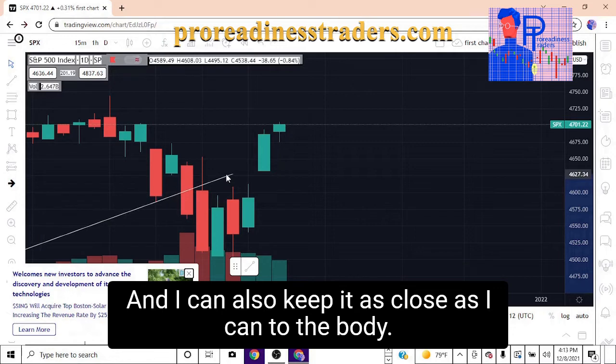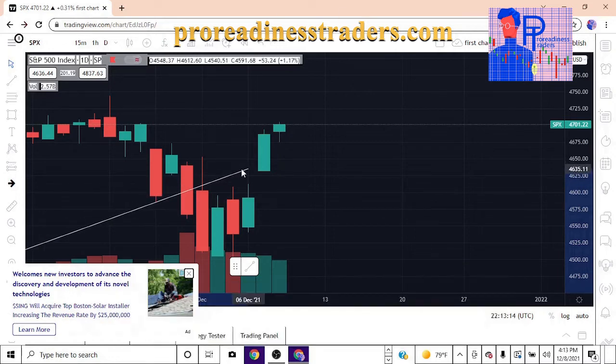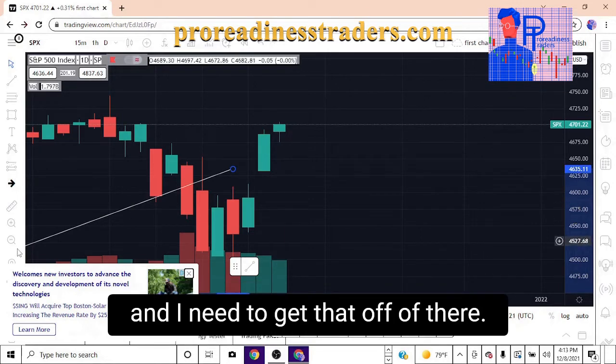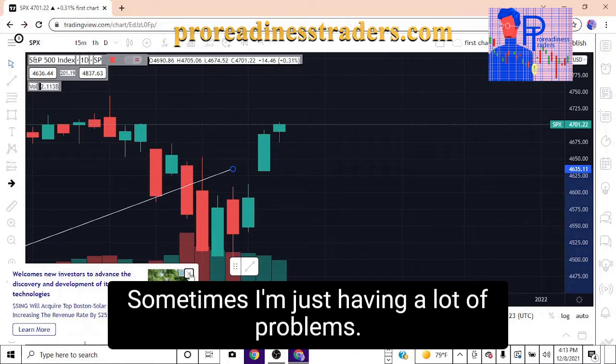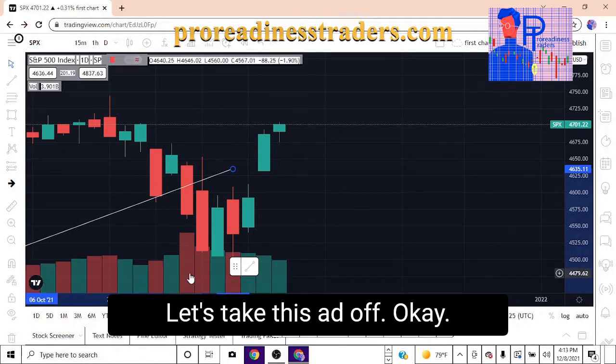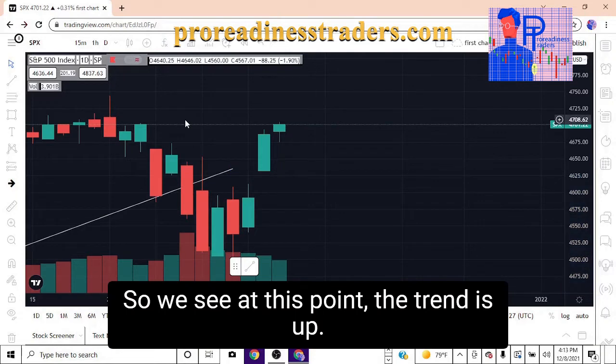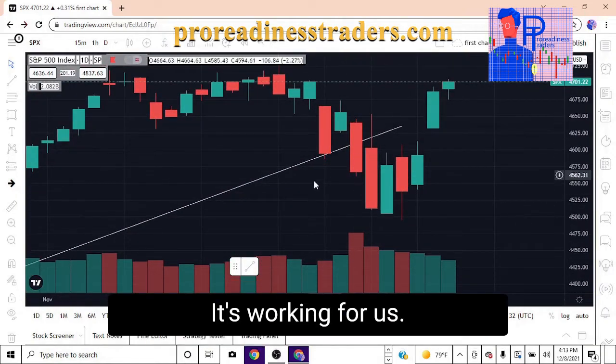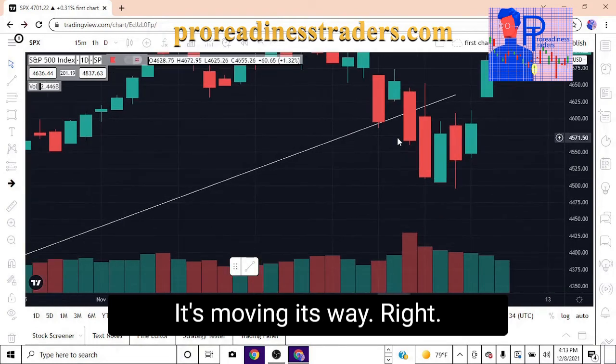And I can also keep it as close as I can to the body. And see, the reason why I'm having a problem is because it's magnetizing, and I need to get that off of there. Sometimes I'm just having a lot of problems. Let's take this off. Okay, so we see at this point the trend is up. It's working for us. It's moving its way, right?